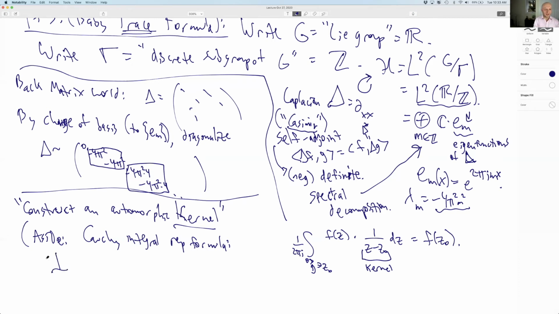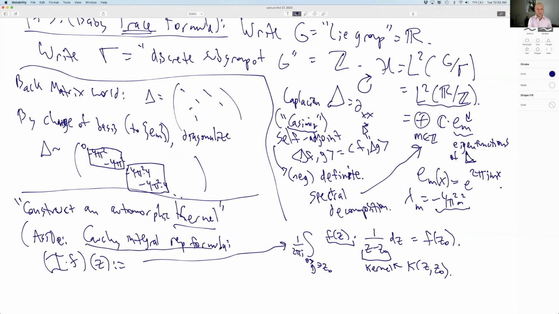Let's say it takes a function f and gives it a new function by integrating f against another function. So this kernel is a function. This kernel, let's say k, is a function of two inputs. And what you do is you integrate out one of the inputs, and that gives you a new function. And Cauchy's integral representation formula says that this kernel acts like the identity. Okay, so that's another interpretation of the Cauchy integral representation formula.